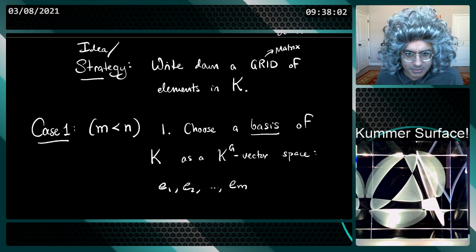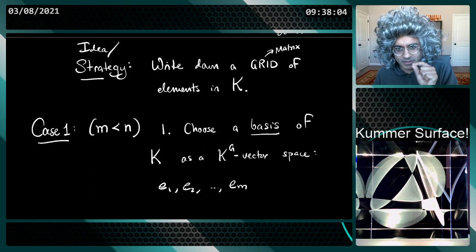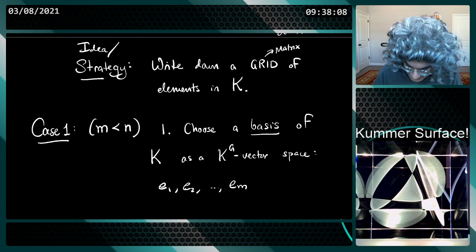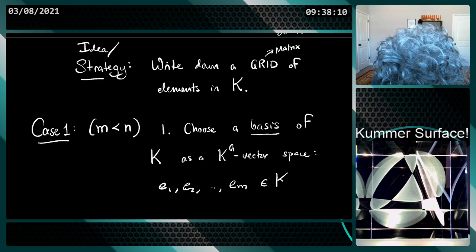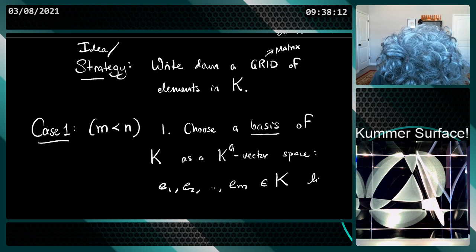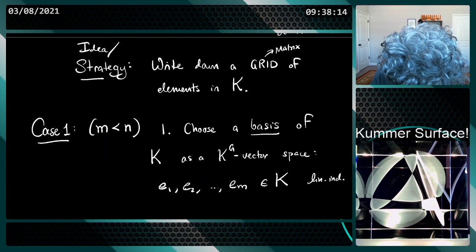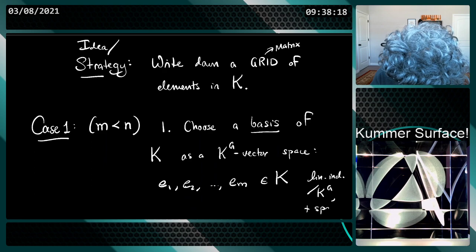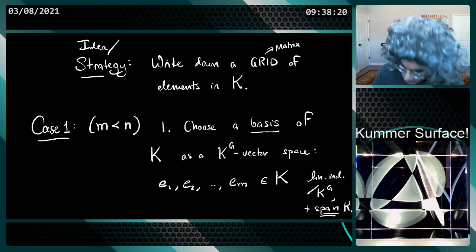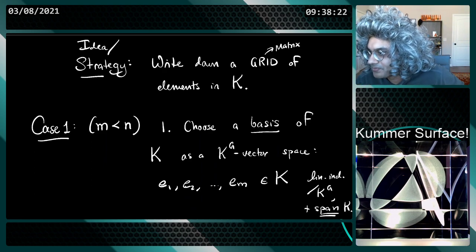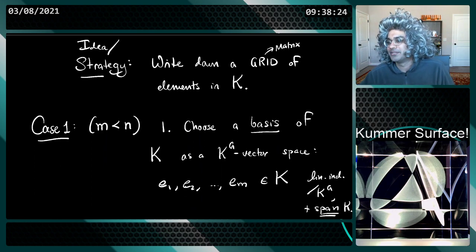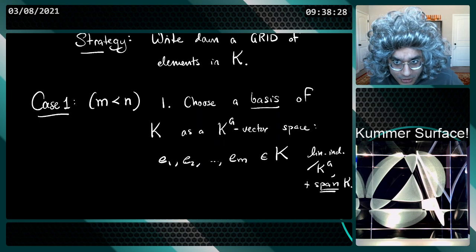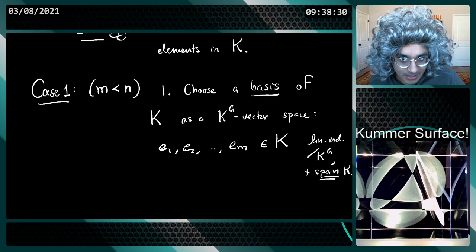All right, so I'm just going to choose elements of capital K that form a basis of capital K as a vector space. These are each elements of capital K. They are linearly independent over the small field, and they span. Good. All right. So once you choose that basis, you can form this grid that I'm talking about.